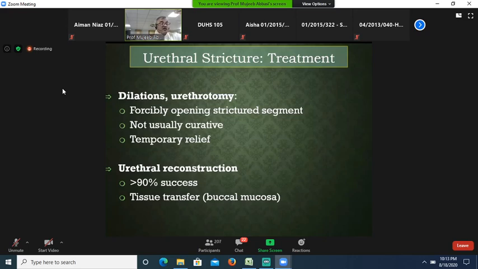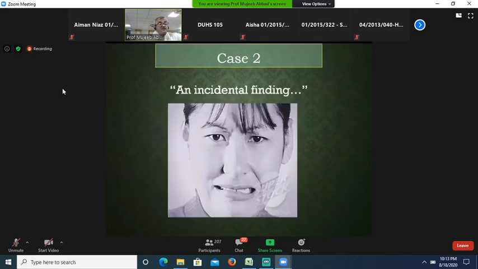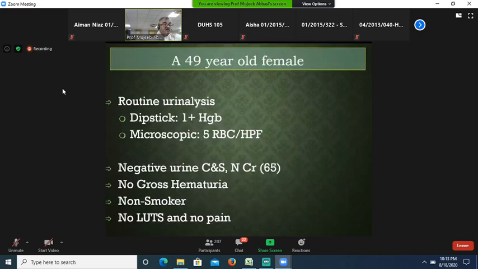Now this is the second case, an incidental finding. He looks in agony, isn't he? Now, 49-year-old. Sorry, that was a different picture, and there it is written as a female. Okay, forget about the picture. We'll go through this one.